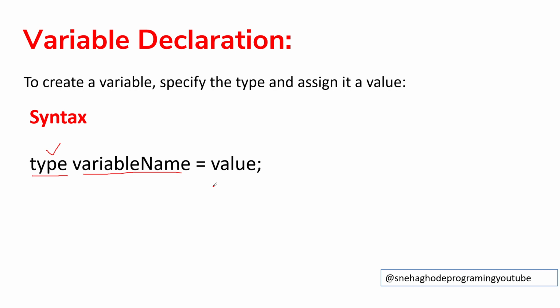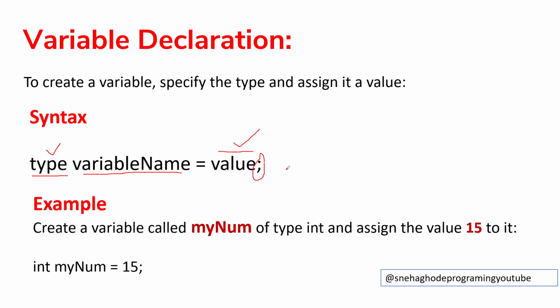We'll further see the rules for declaring variables also. And here, equal to the value. Whatever value you want to store, you can declare over here. And always we have to terminate the line with a semicolon. This is very important, or else the C compiler will throw an error. Here is the example: create a variable called my name of type int and assign the value 15 to it.